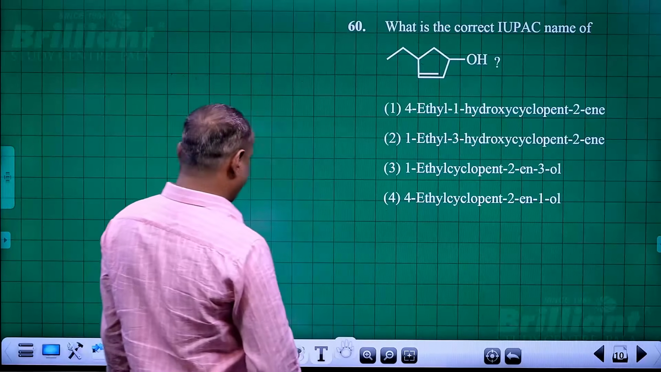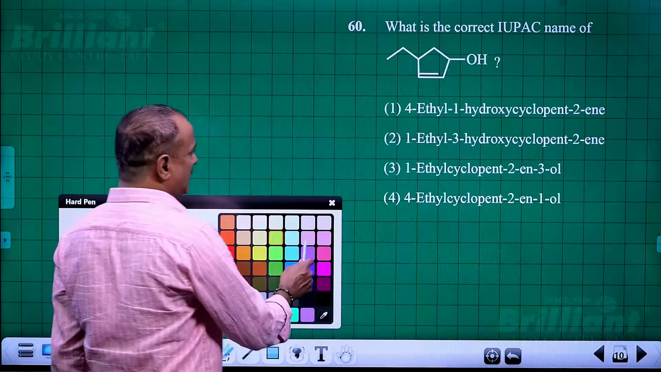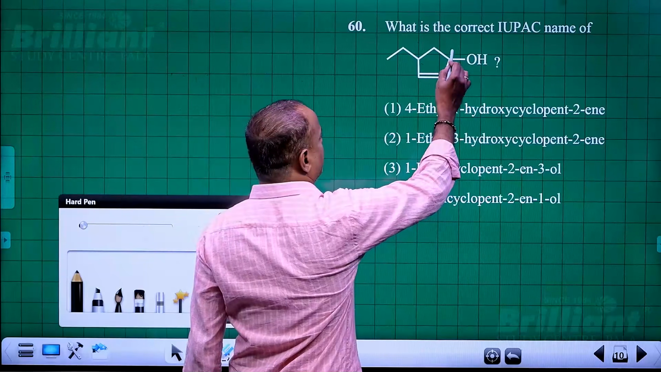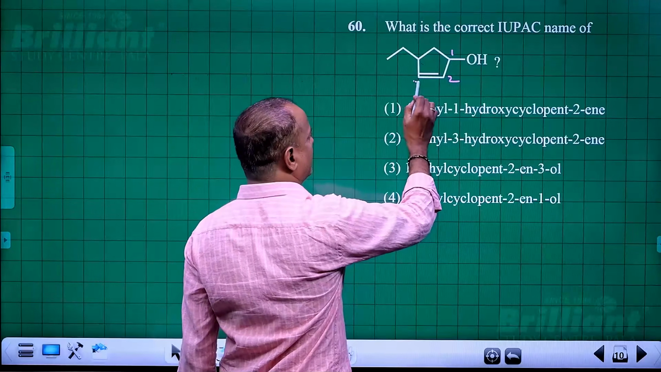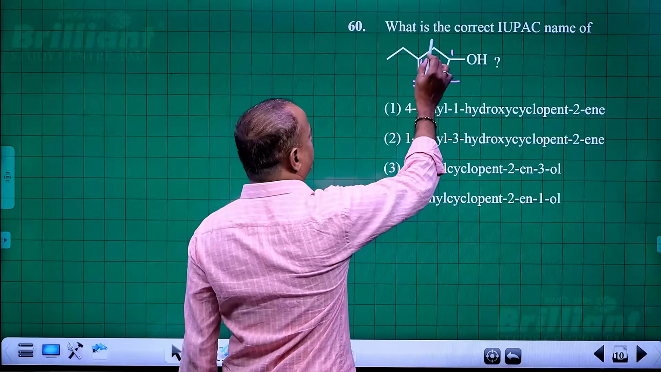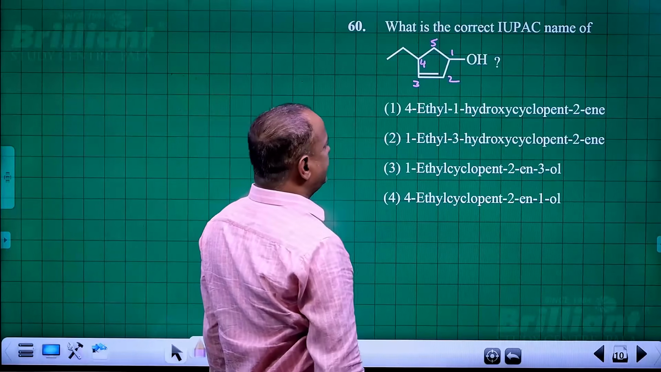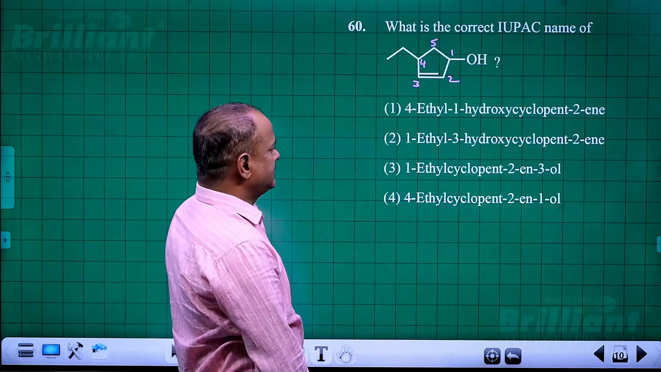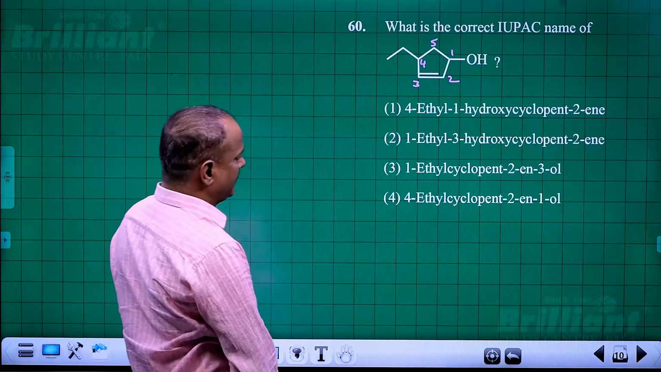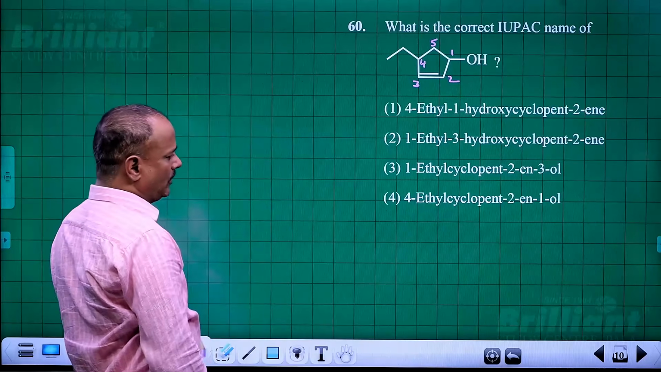Next, IUPAC name for this compound. Functional group is alcohol. Next priority, double bond. 4-ethylcyclopent-2-en-1-ol. Option 4.